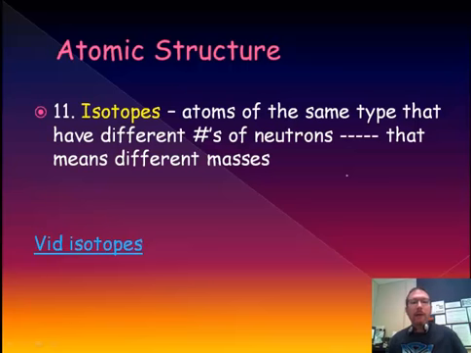I told you a minute ago that we were going to talk about where that average atomic mass came from, and here it is. Different atoms of the same element are called isotopes. This root iso is Greek for same.